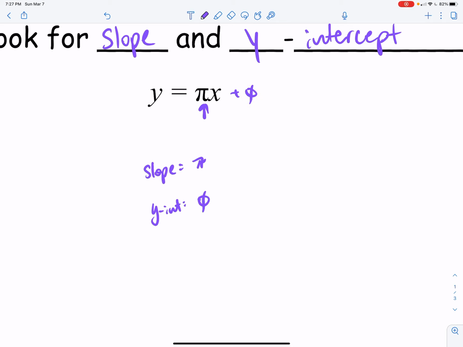So if you are able to identify your slope and y-intercept, then it's a linear function. That's how you can tell if it's a linear or non-linear function. So you kind of have to look for these features to solve them.